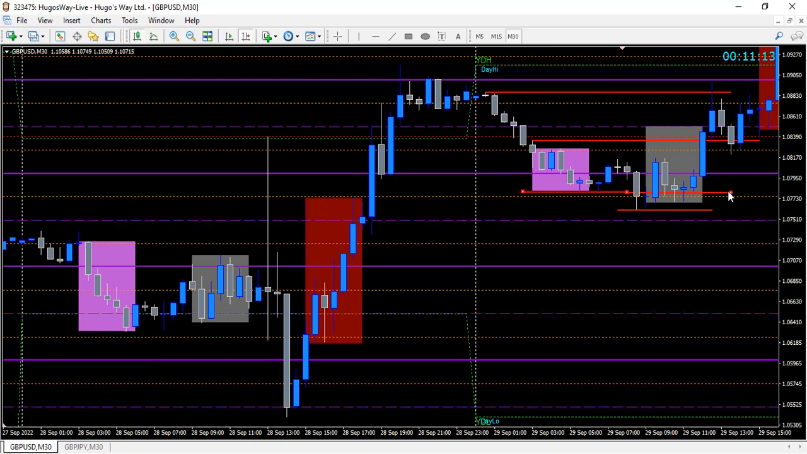Now, I'm also marking up the high and low of the session as well, okay? This was the high of the session when Asian session opened up. This was the high. This was the low. Okay. Now coming into the Europe-London window.